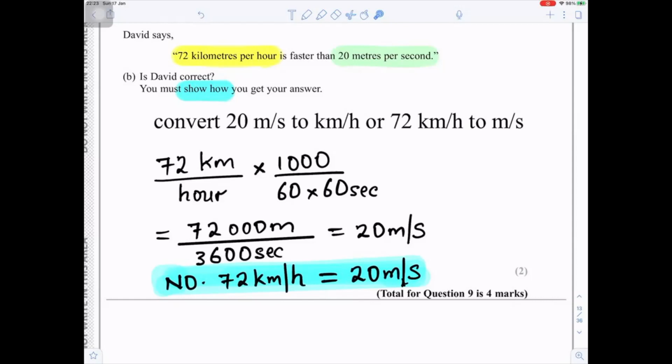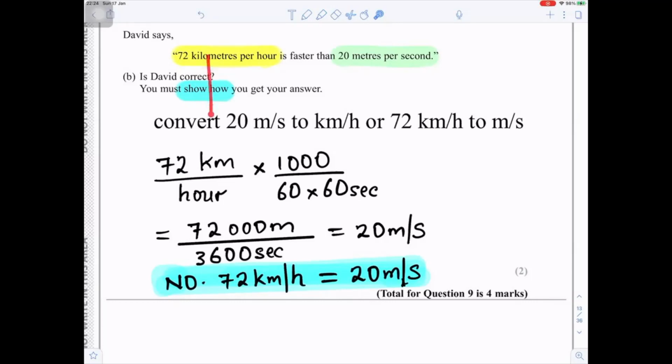So what you want to do, you can convert 20 meters per second to kilometers per hour and compare them, or you convert 72 kilometers per hour to meters per second and compare them. You want them to be in the same unit, either meters per second, all of them, or kilometers per hour. So I'm going to convert all of them to meters per second. So 20 meters per second stays the same. I only want to change 72 kilometers per hour to meters per second.